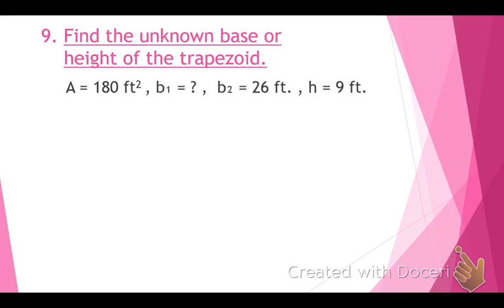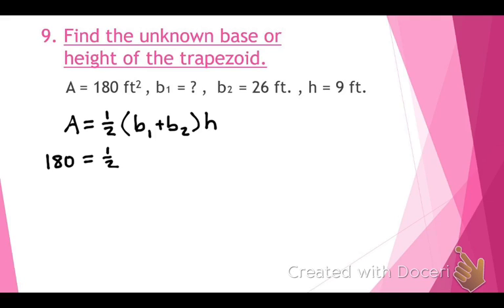Find the unknown base or the height of the trapezoid. Let's start with our trapezoid formula. Everyone say it together. A equals 1/2 times B1 plus B2 times H. What's my area? 180. Drop down your half. What's my B1? We don't know it yet. What's B2? What's my height?